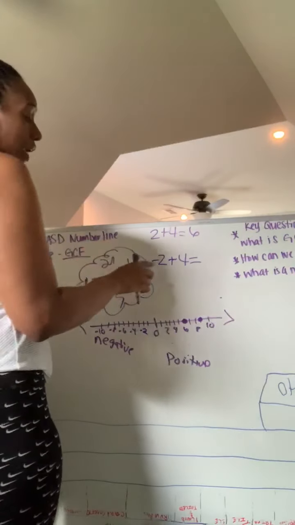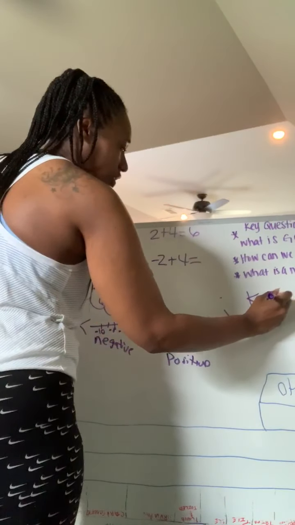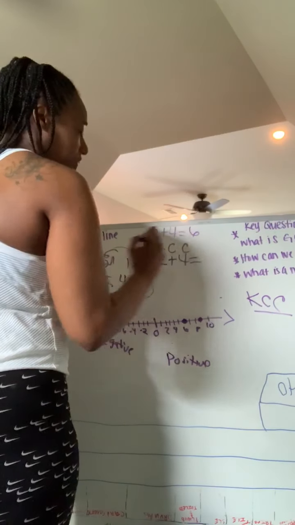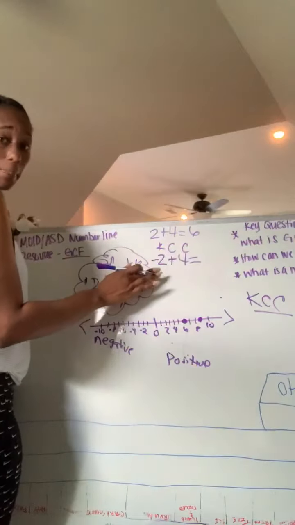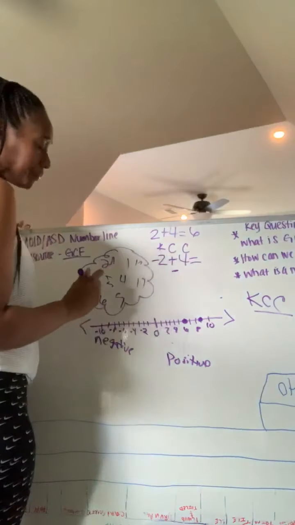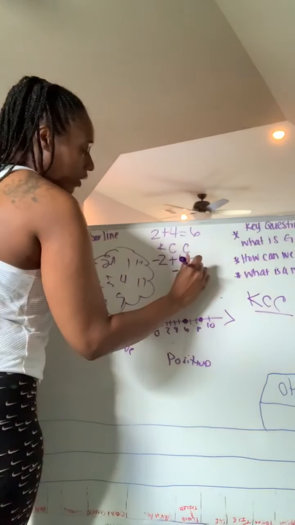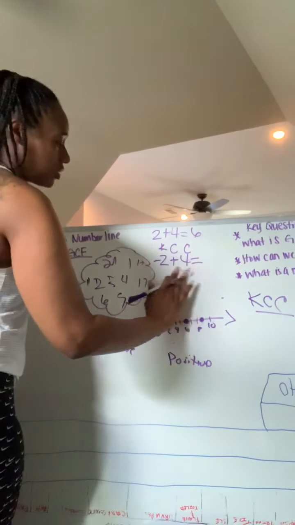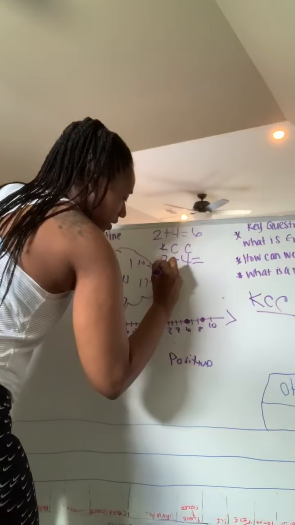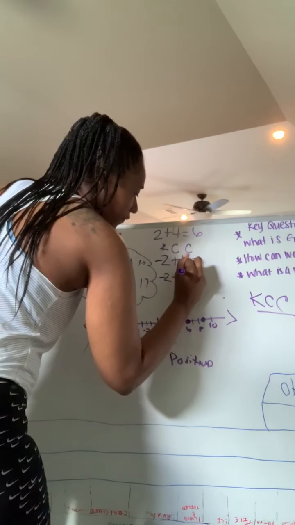Now remember too, when we have a negative number, we use our keep, change, change. So put our K right here, put our C right here, and our C right here. So we're going to keep negative 2. We're going to change this positive to a negative, and we're going to change positive 4 to negative 4. So now our new equation looks like negative 2 minus negative 4.